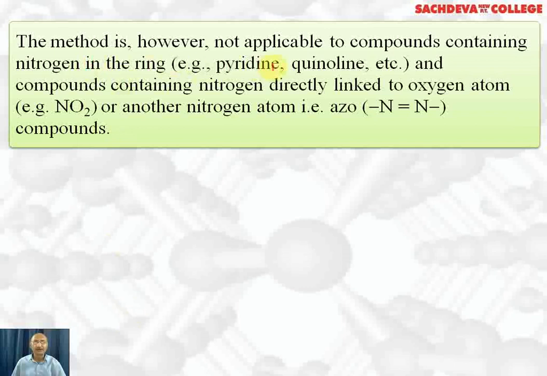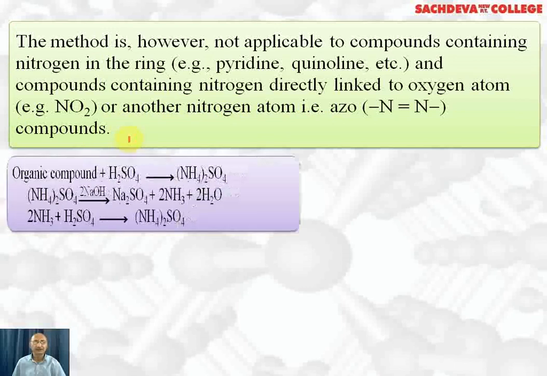The method is not applicable to compounds containing nitrogen in the ring, for example, pyridine, quinoline, and compounds containing nitrogen directly bonded to oxygen, that is nitro, or another nitrogen containing compound, azo compounds. Why is this method not applicable to these compounds? Because these compounds do not liberate ammonia by treatment with concentrated sulfuric acid.